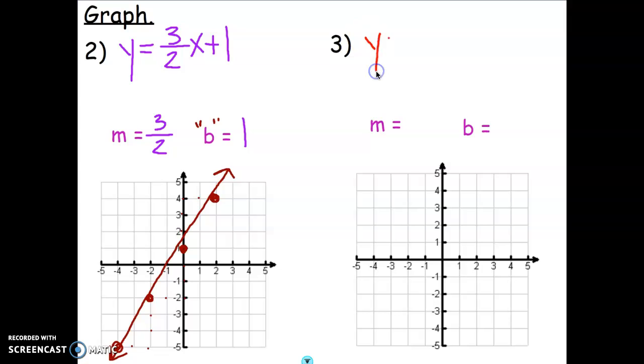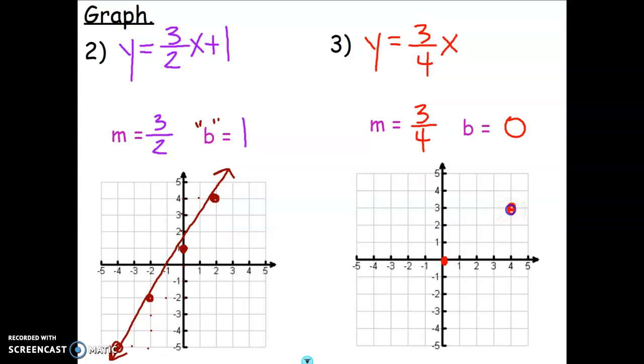What if we had y = 3/4x? And it stops there. So in this case, there's nothing added to the end. In essence, you could think of it as a +0 on the end. So your b value is just 0. And then your slope is 3/4. So try graphing that one. You would start at the origin for 0 and then count your rise and your run. Up 3 and over 4.